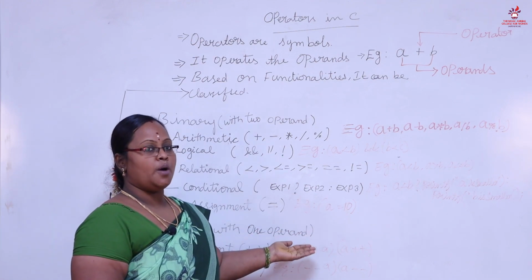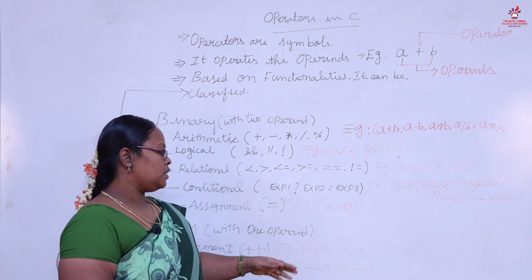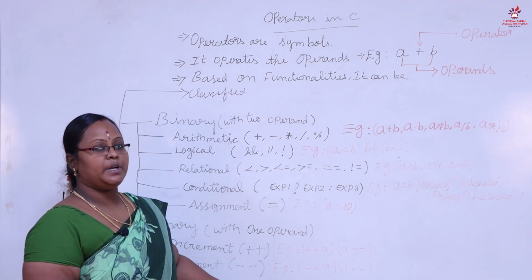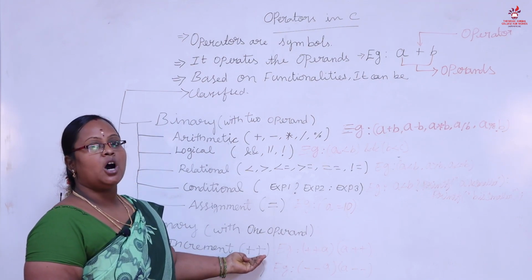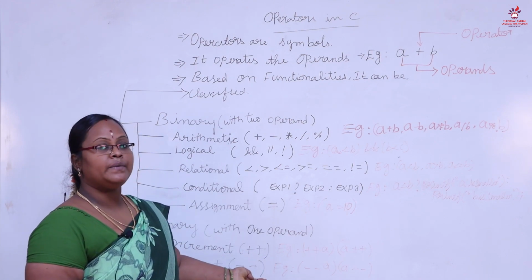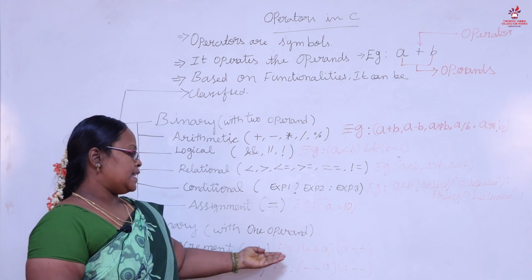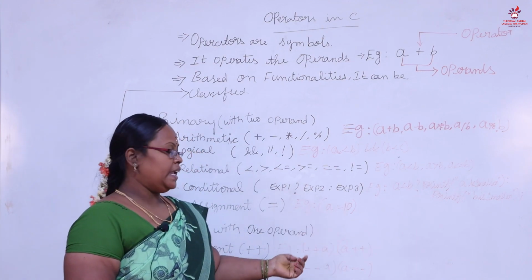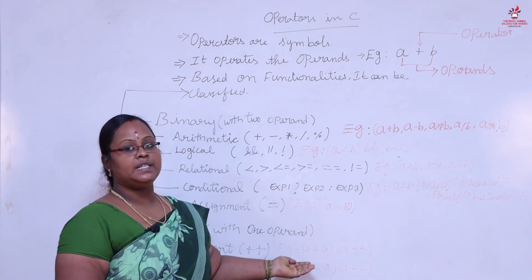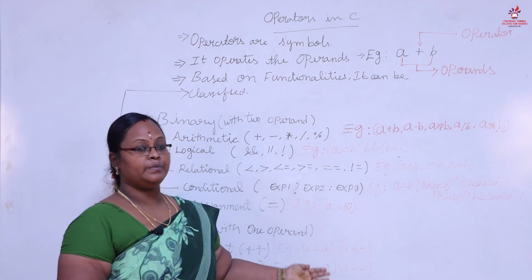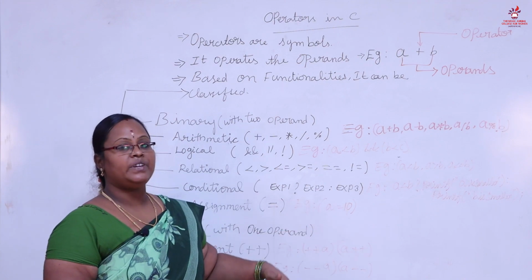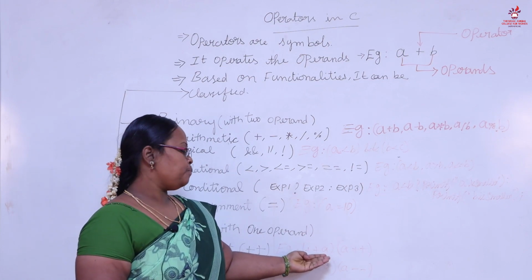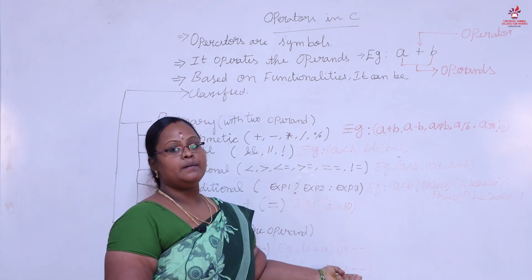And next comes the unary operator. The unary operator operates with a single operand, like A plus plus, plus plus A. It can be divided into the increment operator and the decrement operator. In the increment operator, we use plus plus. In the decrement operator, we use minus minus. For example, increment can be classified as pre-increment or post-increment. In pre-increment, the value will be incremented first. In post-increment, the value will be incremented after the execution of the operand. So plus plus A is a pre-increment and A plus plus is a post-increment.